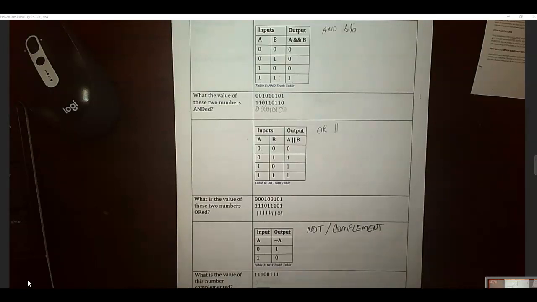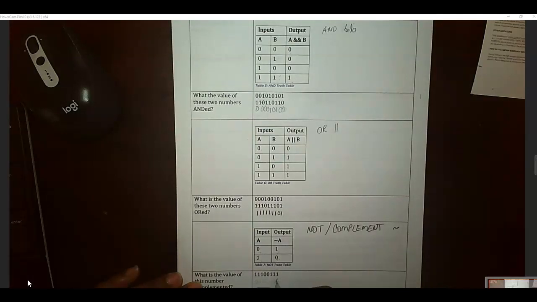Our next operation is NOT, or complement. It uses the tilde symbol to indicate a NOT operation. Basically, the way it works is that you have your operand, and if it is complemented, then it becomes the opposite value of what it was before. So if it was a 0, it becomes a 1. If it was a 1, it becomes a 0. So let's complement the binary number that we have here.